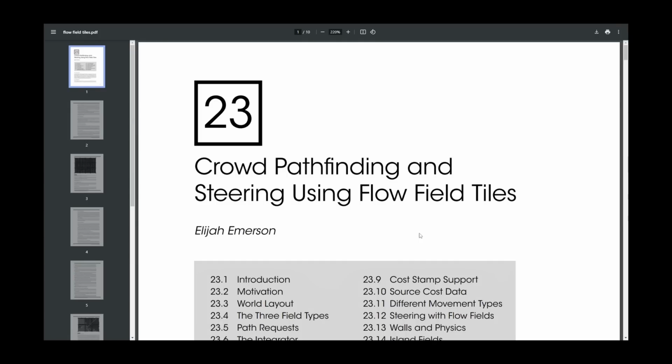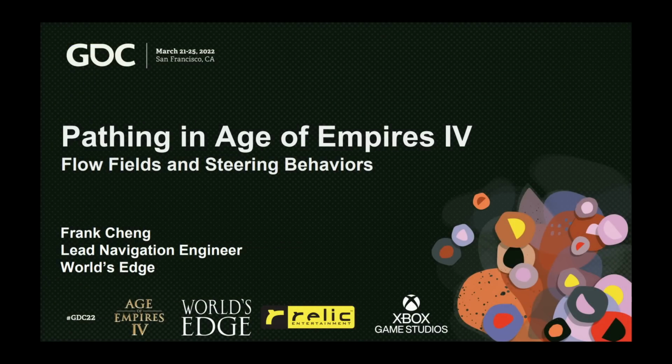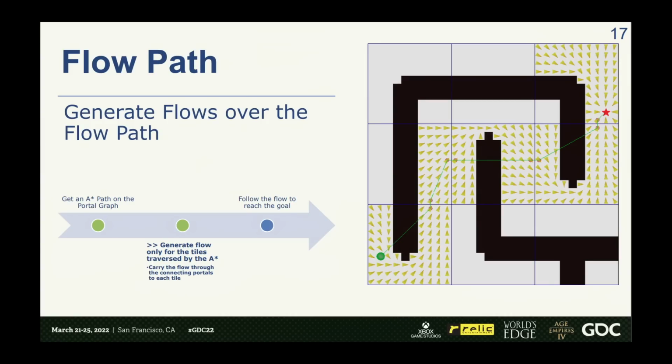Well, I say unique, I didn't actually invent this approach. Instead, I've implemented it from this research paper called Crowd Pathfinding and Steering Using Flow Field Tiles. And this algorithm has been implemented before by other people. For example, I found this slideshow showing that it powered Age of Empires 4. And there's even some open source implementations of it up on the internet.